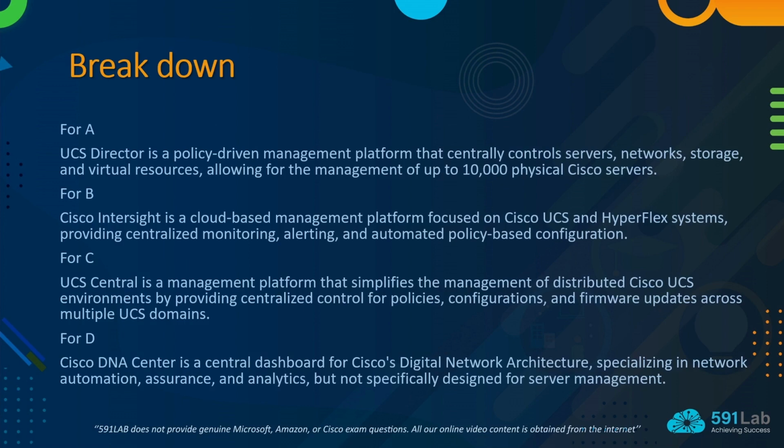Okay, let's break it down. Cisco UCS Director is the management and automation solution that provides centralized control and orchestration of Cisco's converged infrastructure components. It is designed to manage servers, networks, storage, and virtual resources through a single pane of glass.